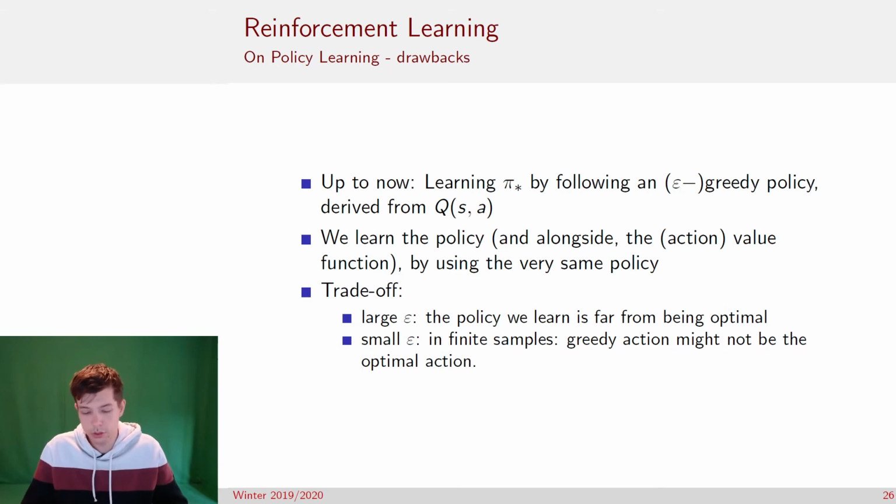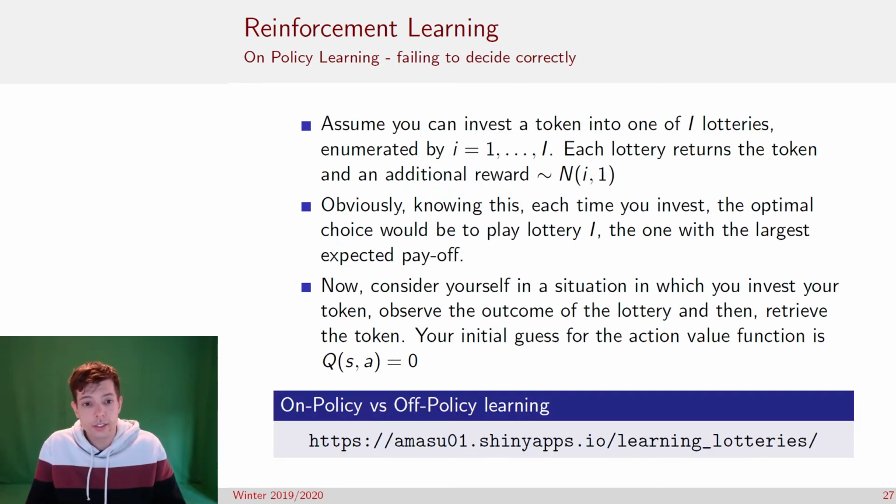One solution to this problem, so to this trade-off between the large epsilon, so learning much of the state space but not getting the optimal policy, and the small epsilon, so having a greedy action that isn't really the optimal action, is to use off-policy learning. Ignore the text here, it's the same learning lottery setup that we have had before. We have a number of lotteries, we invest a token, we play the lottery, and we get a reward, we can play the lottery again, and so on and so on.